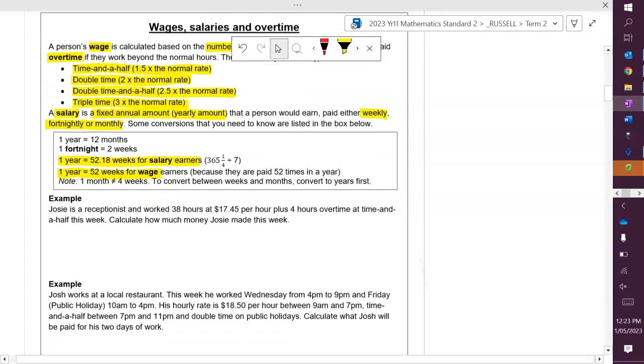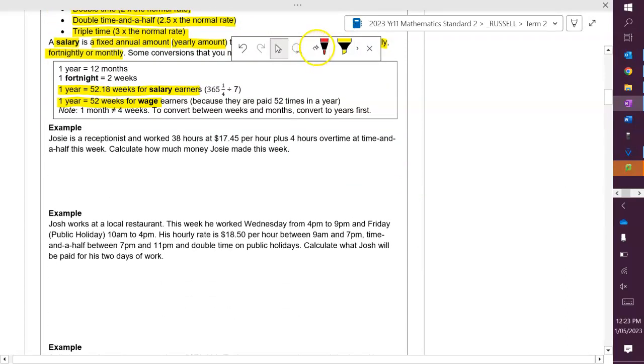work backwards from there. If we look at this first example, Josie's a receptionist and works 38 hours at $17.45 per hour, plus 4 hours of overtime at time and a half. We need to calculate how much money she makes. So 38 hours at $17.45 means we multiply, plus our 4 hours at overtime, time and a half. So that's times 1.5.